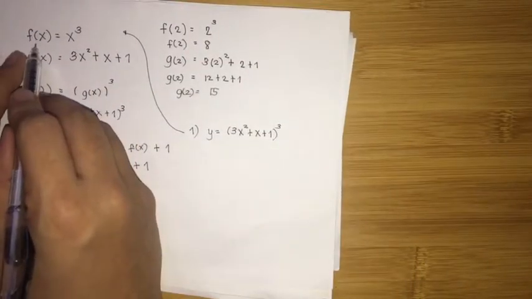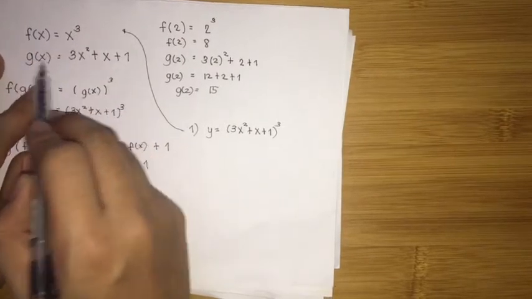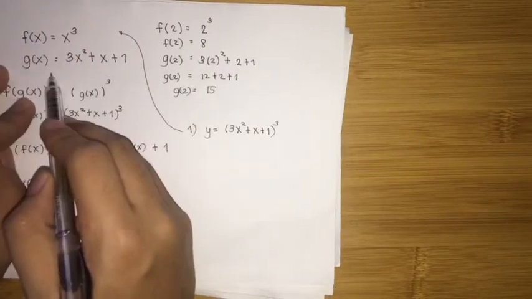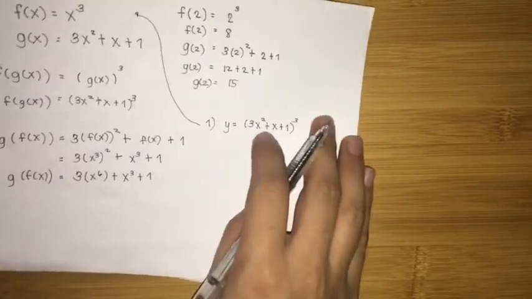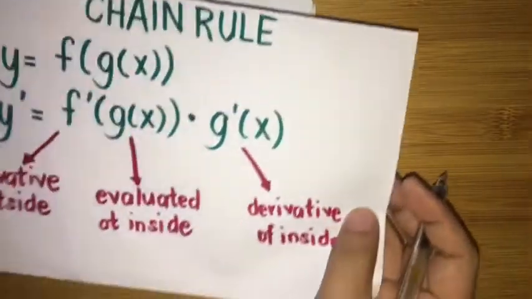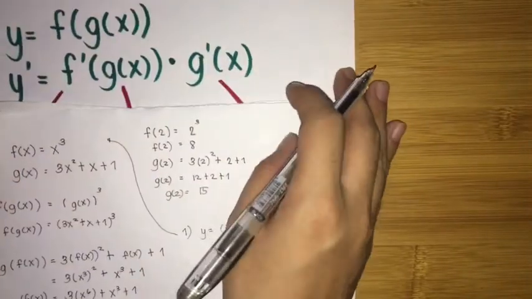So, ang f of x natin bale ay x cubed. Siya yung outside function natin. Yung g of x natin, 3x squared plus x plus 1, siya yung inside. So, using yung formula kanina na chain rule, ayan, ito. So, sulat ko na lang dito ulit. Or itabi ko, yan.